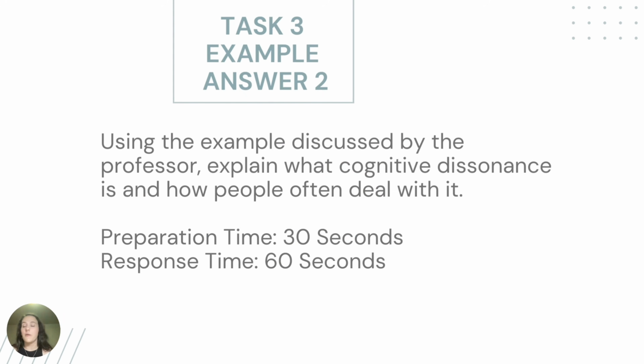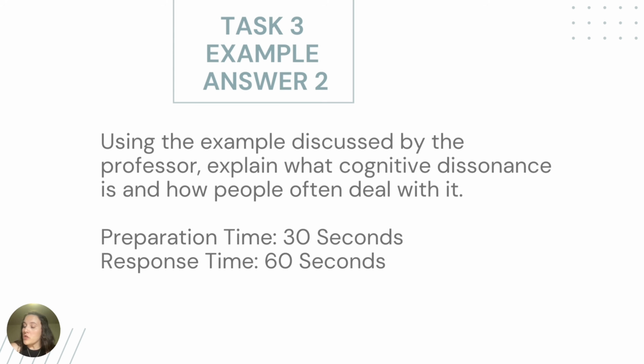I'm going to give you the example answer, and then we will look at the script from the lecture as we analyze the example answer. The reading discusses cognitive dissonance, which is when a person's beliefs don't align with their actions. There's a contradiction between what they think they should do and what they do.